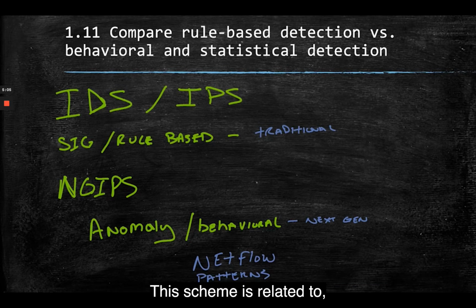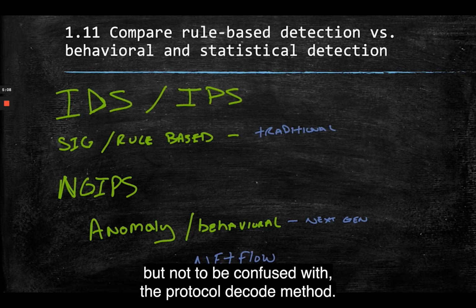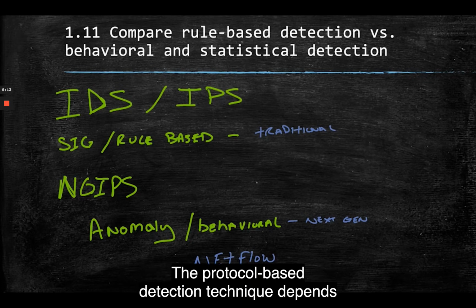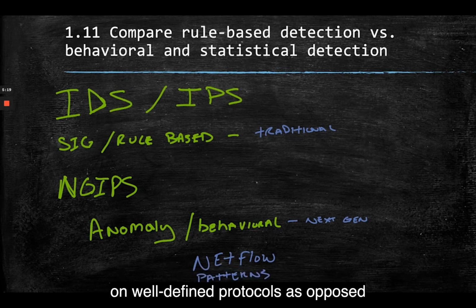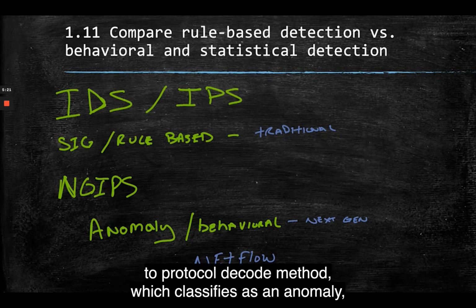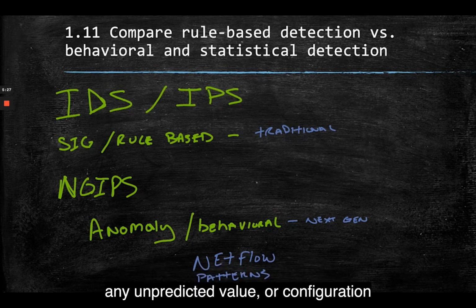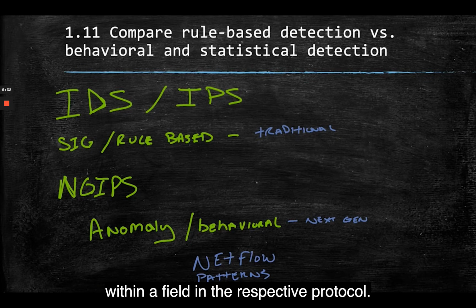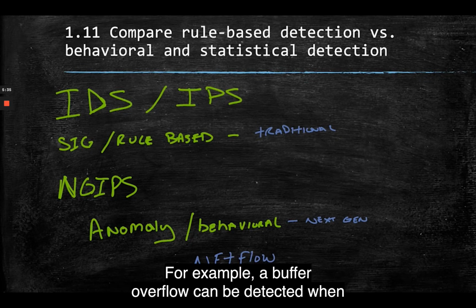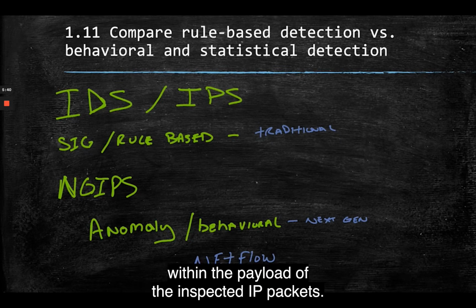This scheme is related to, but not to be confused with, the protocol decode method. The protocol-based detection technique depends on well-defined protocols, as opposed to the protocol decode method, which classifies as an anomaly any unpredicted value or configuration within a field in the respective protocol. For example, a buffer overflow can be detected when specific strings are identified within the payload of the inspected IP packets.